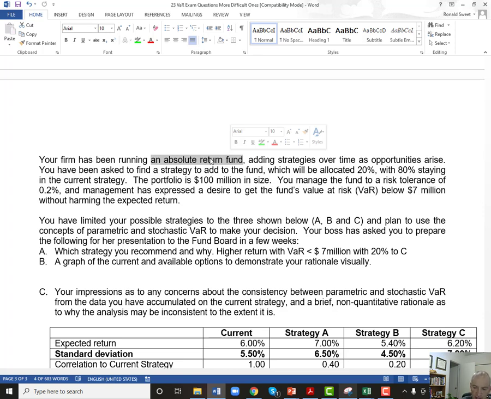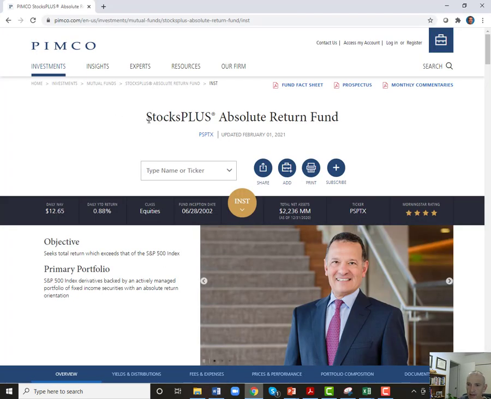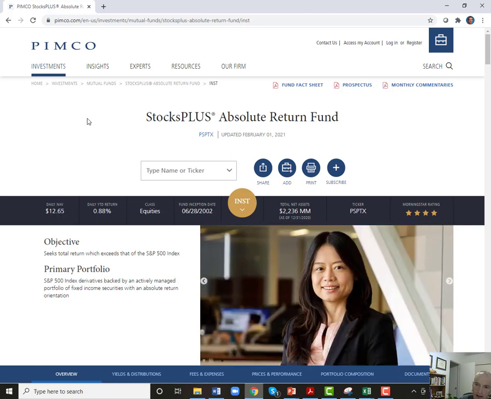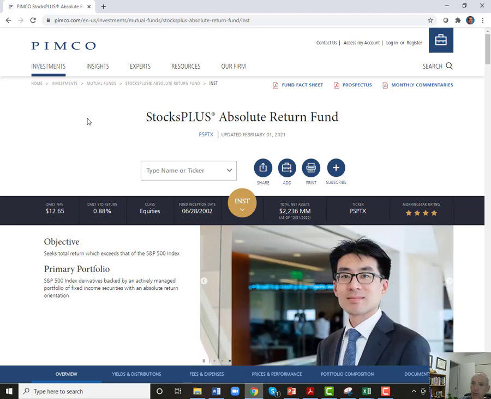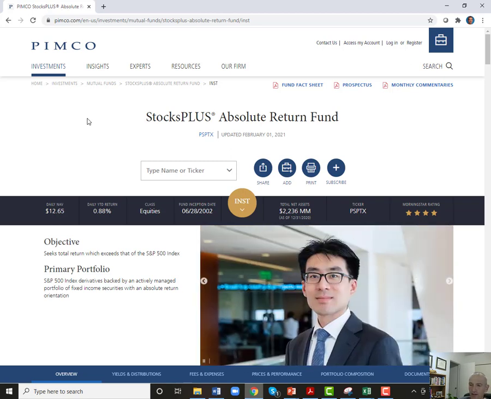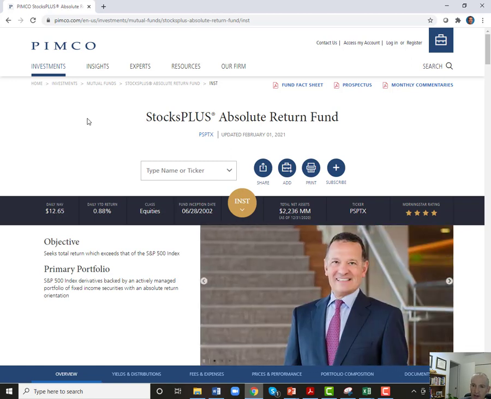There's some famous ones out there. Probably the most famous one I can think of is the PIMCO one. So here's PIMCO. It's called Stocks Plus Absolute Return Fund. So the Stocks Plus, it's actually a stock portfolio plus an absolute return fund. So this is what I recommend that you go out and research. It's called alpha beta separation.